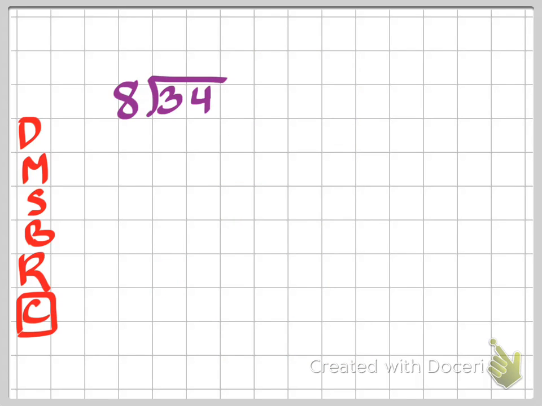So we have 34 divided by 8. Now the first thing we have to do is divide. We ask how many times does 8 go into 3? And that would be 0. So check. Then you have to multiply 0 times 8, which equals 0. Check. Now you have to subtract. 3 take away 0 is 3. Check. And bring it down. Bring down the 4. Check.